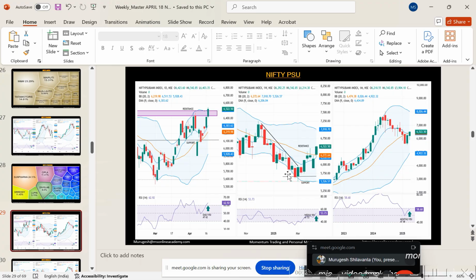Okay, PSU Bank. As I said, the banking sector is doing good. If private banks and other financial stocks are moving, then you can see that PSU banks also move very well. You can track Canara Bank, Bank of Baroda, and other stocks actually.